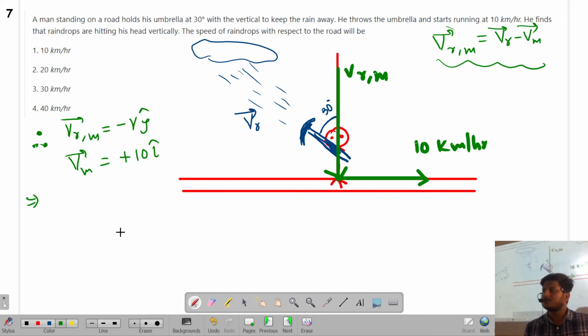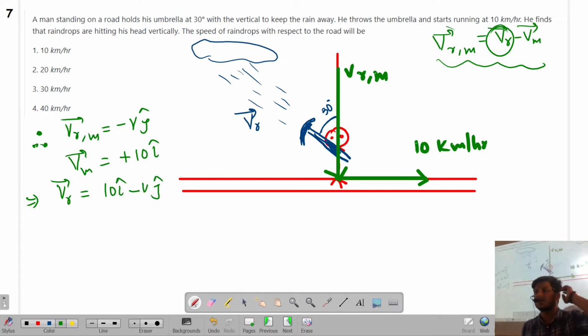Look over here. Can I create the velocity of rain equation out of it? What will that be? Velocity of rain will be equal to plus 10 i cap minus v j cap. Yes or no? Is this going to be my velocity equation of the rain or not?